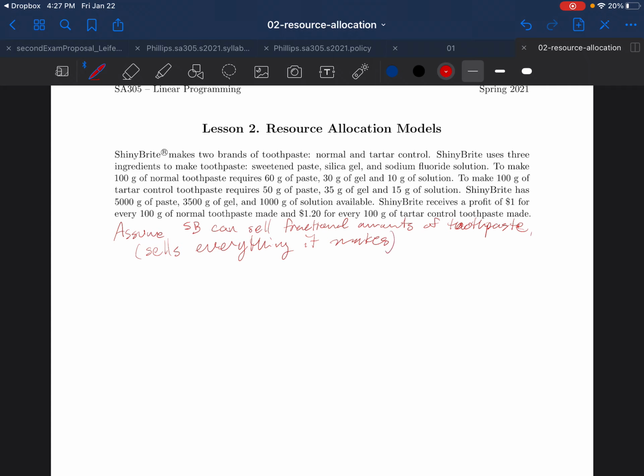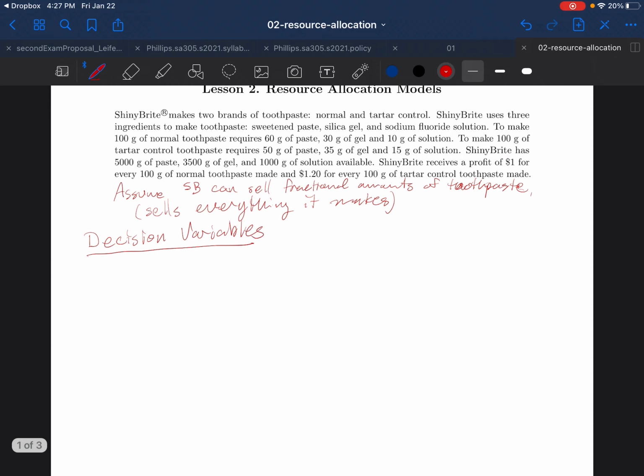All right, so with that in mind, let's start. The first thing we do in any model is figure out what our decision variables are going to be. There's a lot of choices here, and we want to go with as few variables as we can get by with, and then maybe add some later.